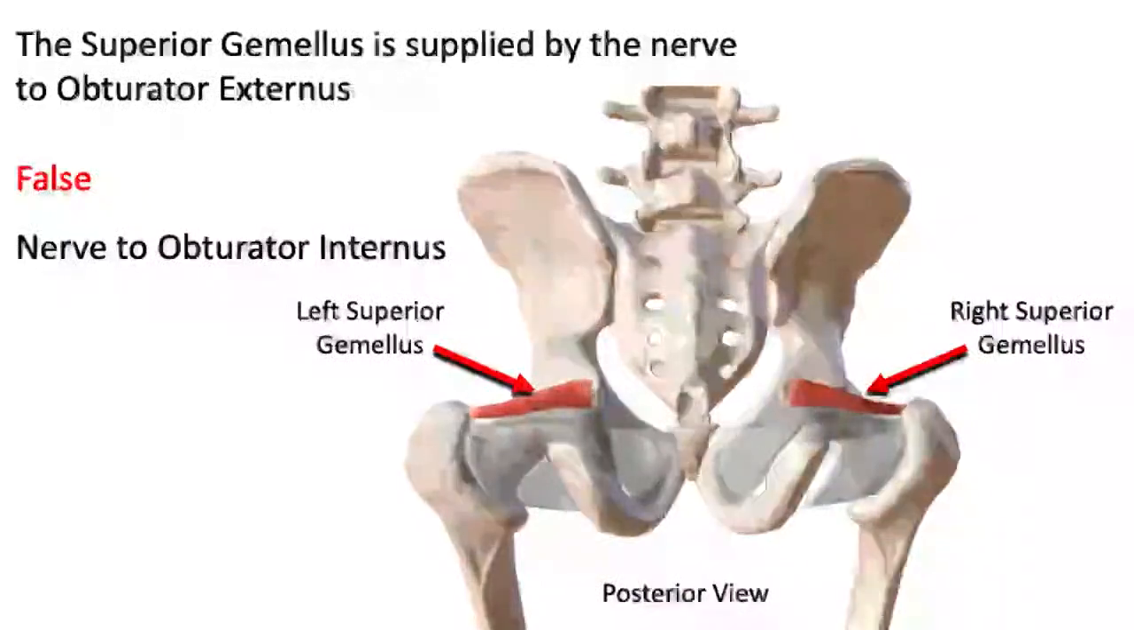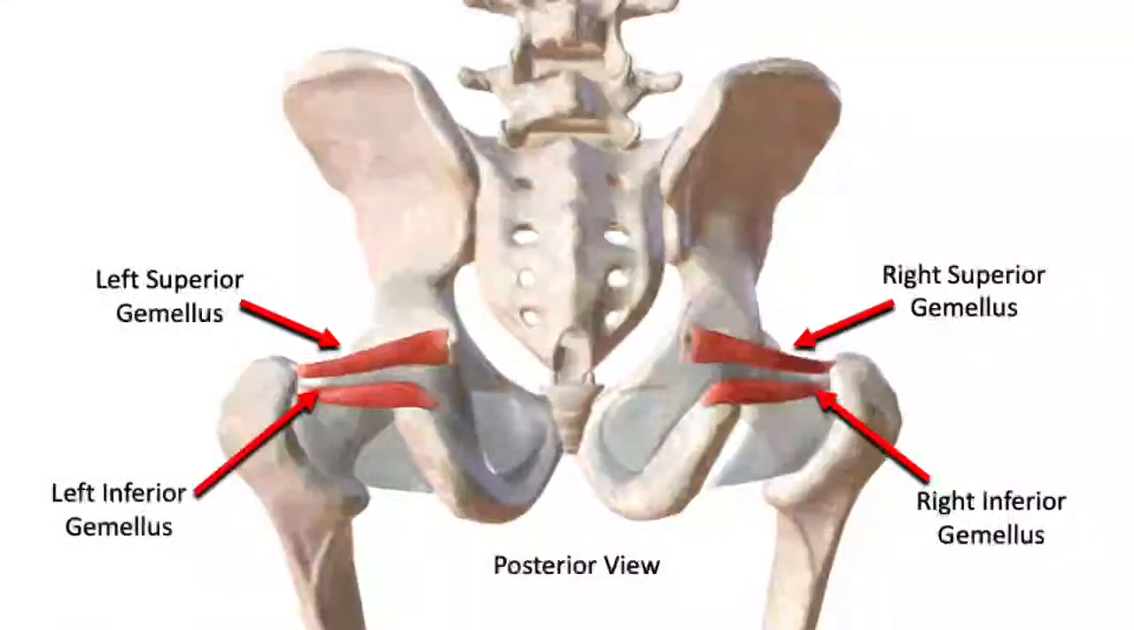So I'm going to hide me here so you can see it. Now here's a picture of the posterior view of the pelvis, and there is that fine strip of a muscle there which has been highlighted, and that is the left and right superior gemelli, and they're actually supplied by the nerve to obturator internus. So that may seem a little strange, so let's dive into the anatomical location of these muscles and it will all make a bit more sense.